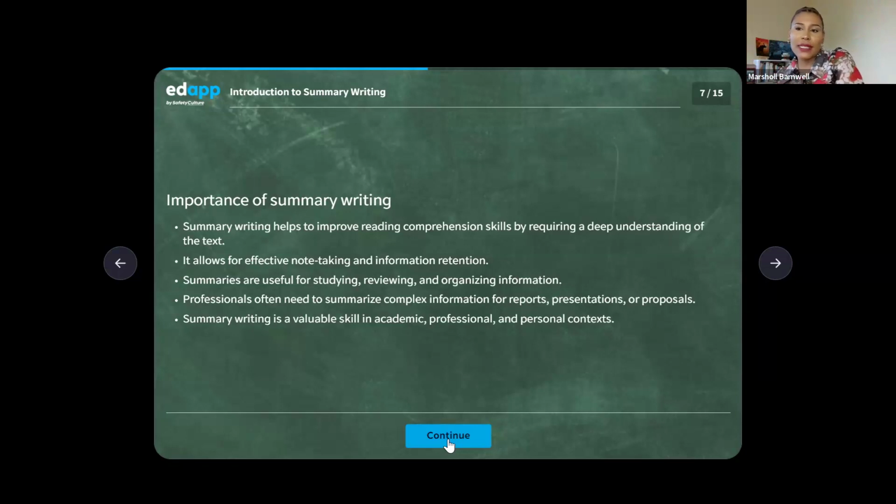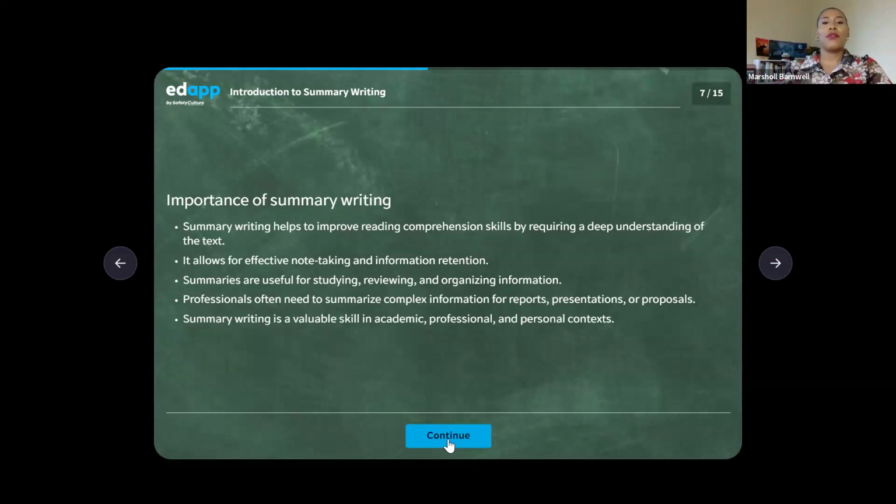So summary writing does that for original text, but it also does that for the individual in their own development. Summaries are useful for studying, reviewing, and organizing information. For somebody who likes to engage a lot, who wants to be more knowledgeable on a lot of things, having that ability to compress and sort and organize and store information helps you to have a bank of information, a wealth of information that you can just pull from without having to worry too much about remembering the whole long thing.